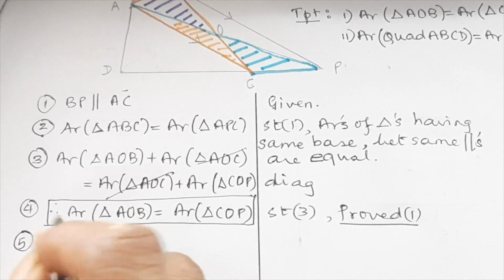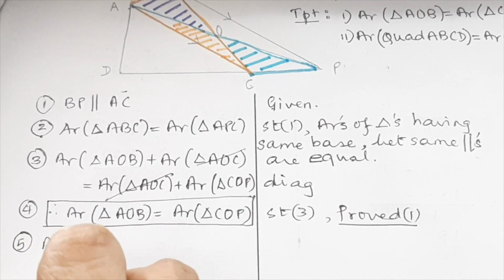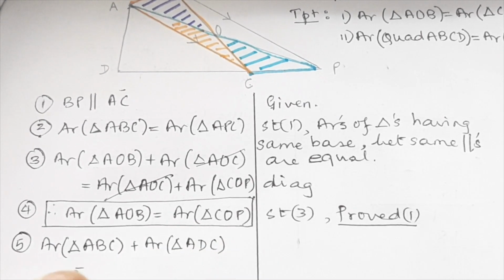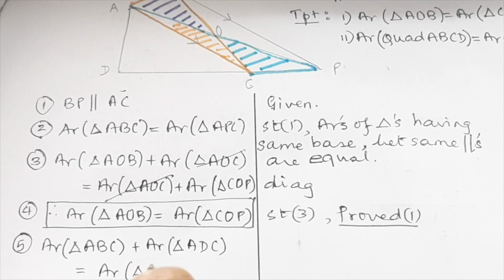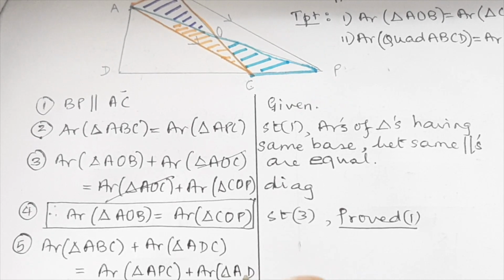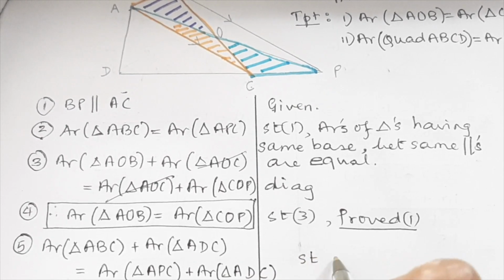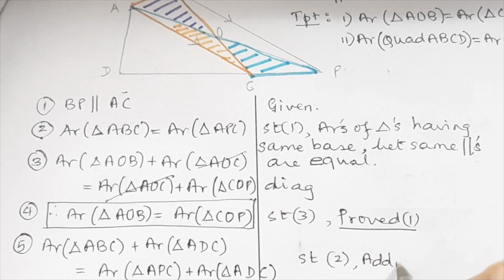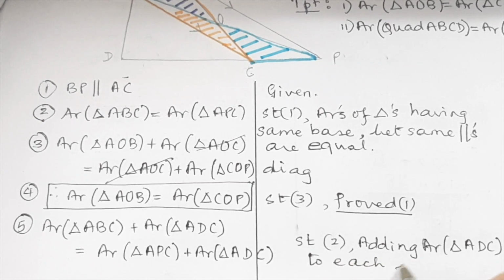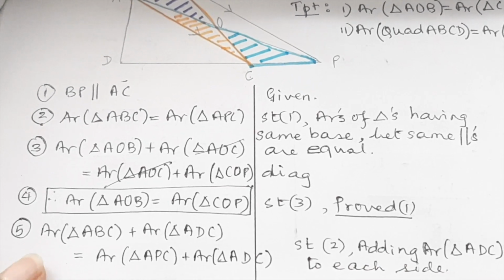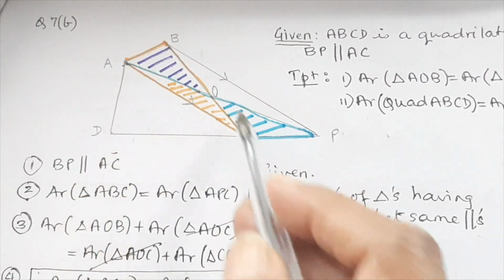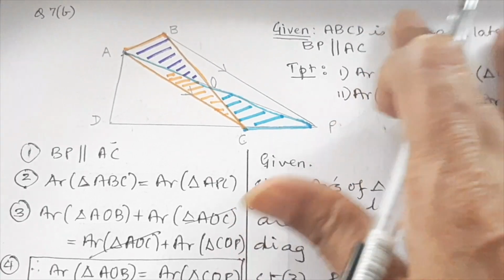Statement number 5 is area triangle ABC plus area triangle ADC will be equal to area triangle APC plus area triangle ADC, and here it will be from statement 2 adding area triangle ADC to each side. Now let's look at the diagram. We have written ABC plus ADC. ABC plus ADC is quadrilateral ABCD. So we will write just that.